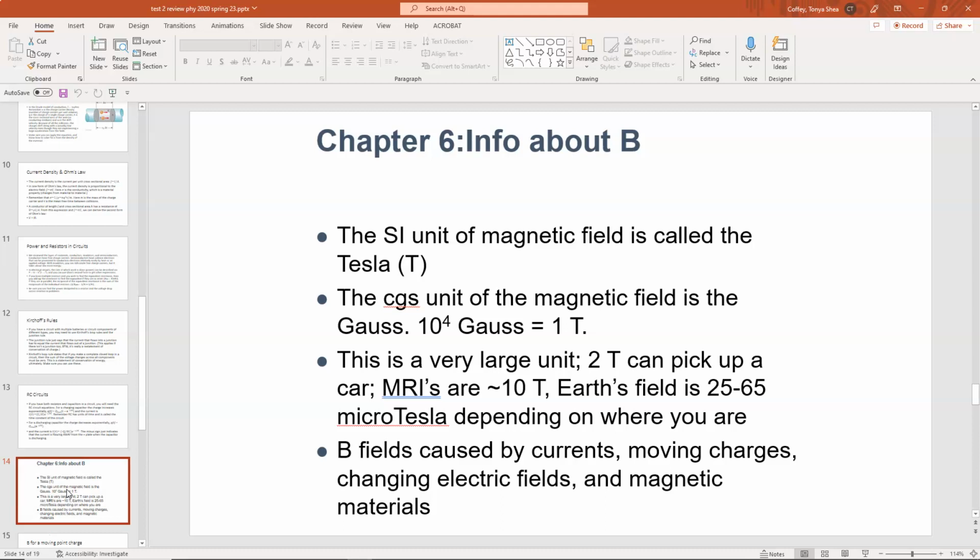Since the Tesla is such a large unit, oftentimes we'll use the Gauss instead of the Tesla. So 10 to the 4th Gauss is 1 Tesla. Magnetic fields are caused by currents, moving charges, changing electric fields, and magnetic materials. But even for the magnetic materials one, at the root, that's still currents and moving charges, okay?